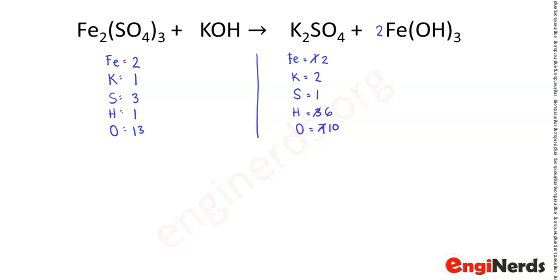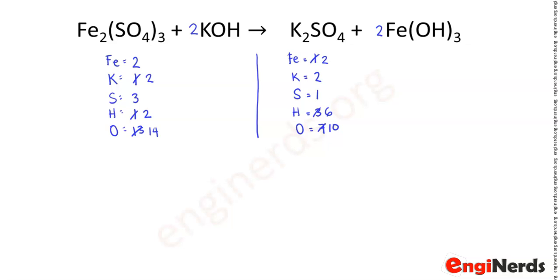So, sunod nating ibabalance yung potassium. So, we need 2 sa ating reactant dahil we have 2 in our product. So, we will add 2 sa ating KOH. So, now we have 2 potassium. And then, naapektuhan ng ating oxygen and hydrogen, no? So, ang hydrogen natin ngayon will be equal to 2. And yung oxygen natin will be equal to 4 times 3 is equal to 12 plus 2 is equal to 14.